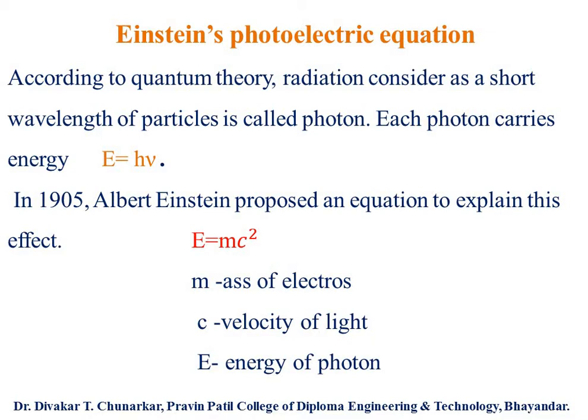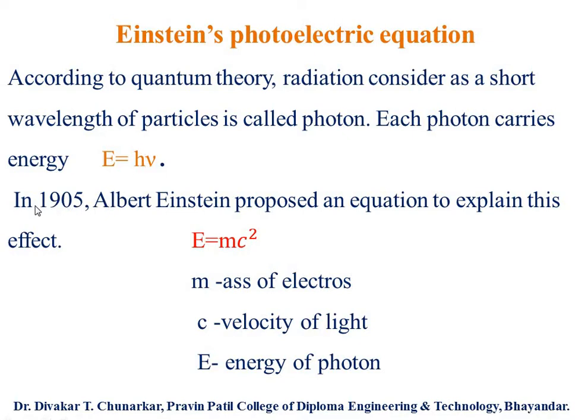According to quantum theory, radiation is considered as a stream of particles called photons. Each photon carries energy E equal to h nu. Already you have to know E is the energy of photons, h is the Planck constant, and nu is the frequency of light. So this statement, E equal to h nu, was introduced by Einstein.